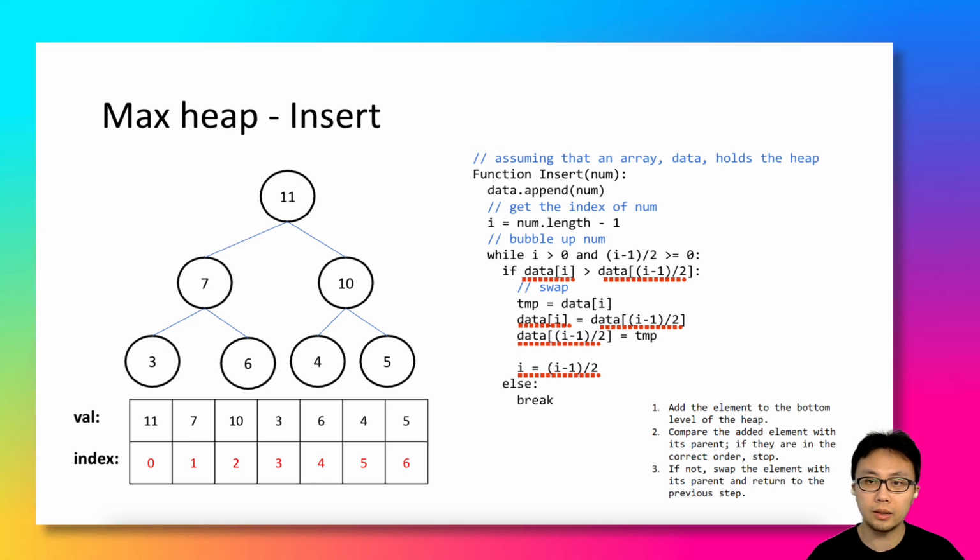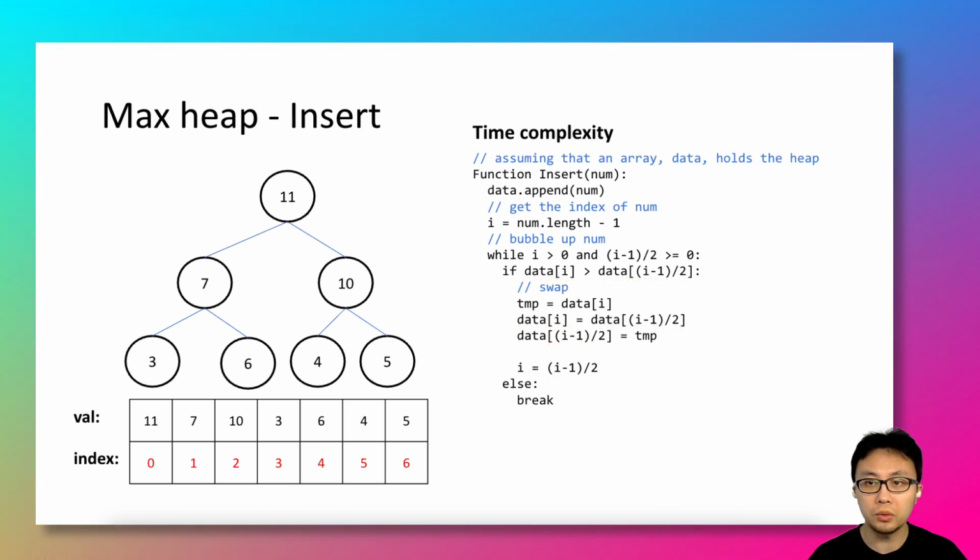given the newly added element index as I, the index of its parent can be calculated as I minus 1, then divided by 2. When the new element is bigger than the parent, we perform the swapping and bubble up the new element by updating the counter I. So what's the time complexity of this method? We will discuss its best, worst, and average cases one after another.